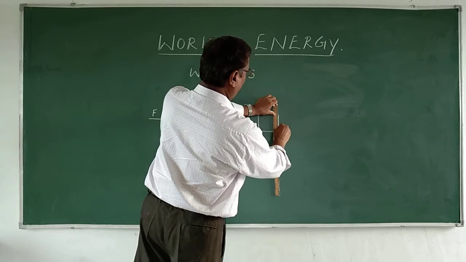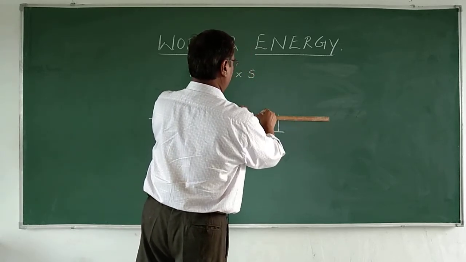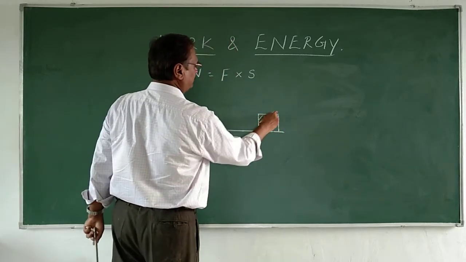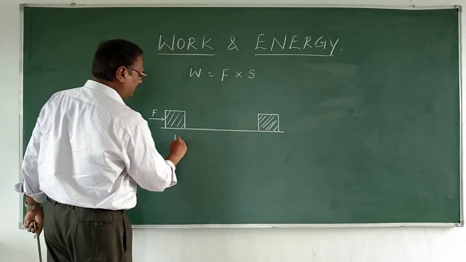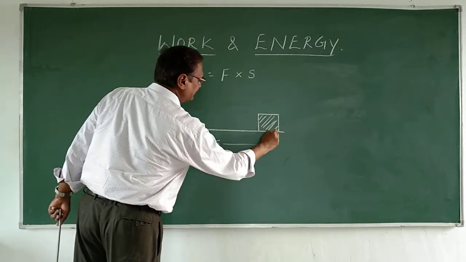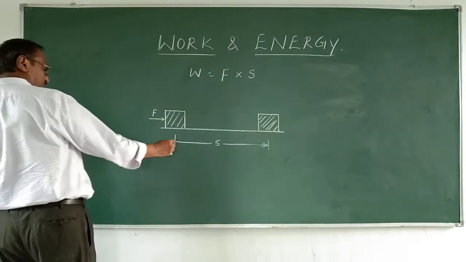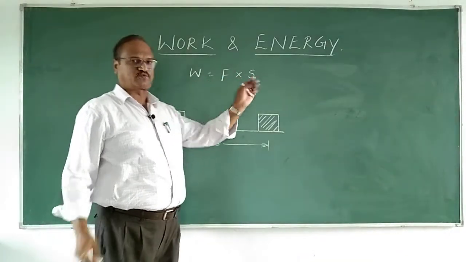Physics is all about preciseness, right? Physics is all about measurement. Without measurement, the things will not be proper. Fine. So the body has come. So what is the displacement taken place? It is S from this middle point to this middle point. So work done is equal to force into displacement.